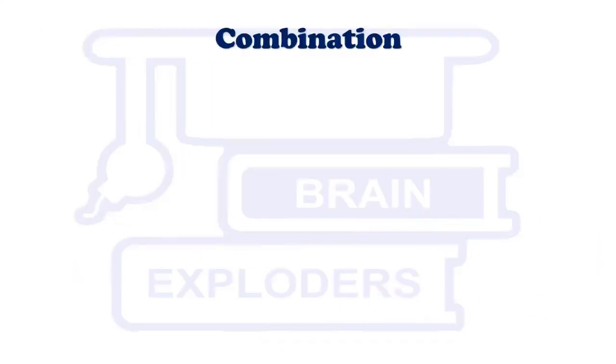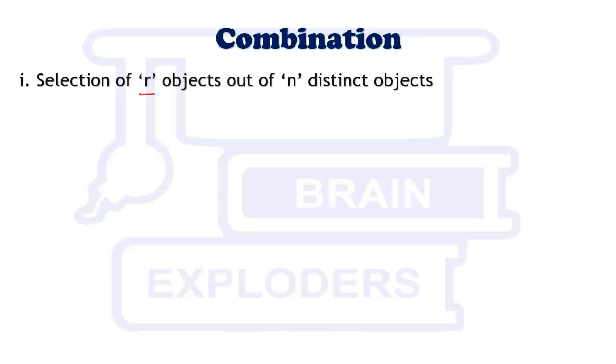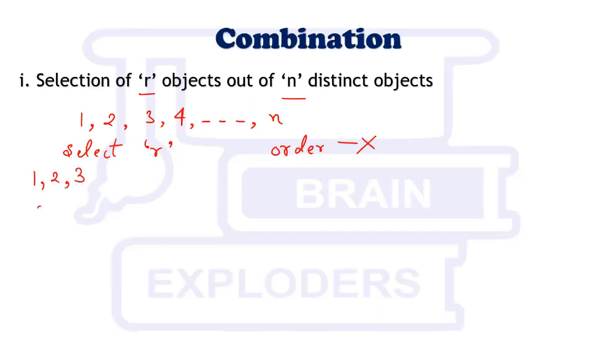Till here we have covered mostly the important topics of permutations. Now we will come to combination. Selection of r objects out of n distinct objects. Suppose there are some numbers 1, 2, 3, 4 up to n and we just have to select r out of these. So how is it different from permutation? Here order doesn't matter. Means if we take 1, 2, 3 and if we take 2, 1, 3, then both of these will be treated as the same.